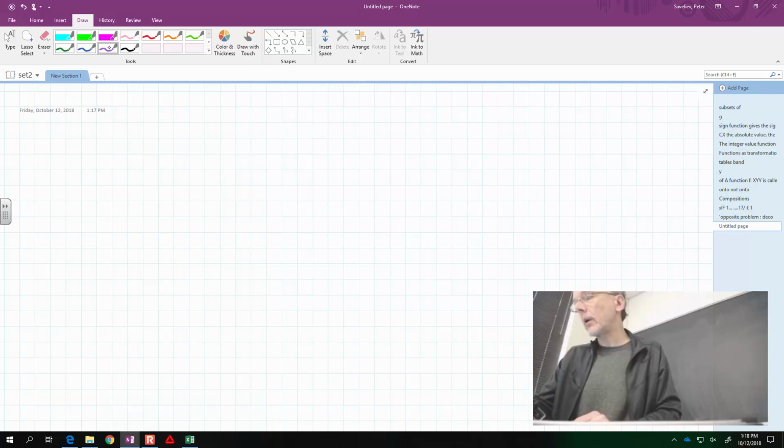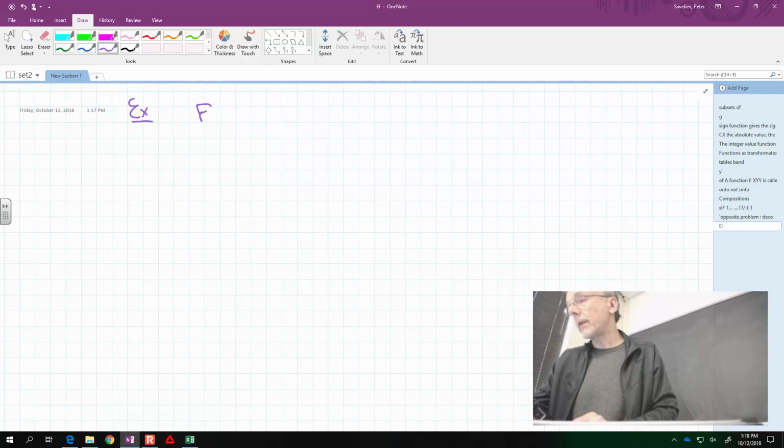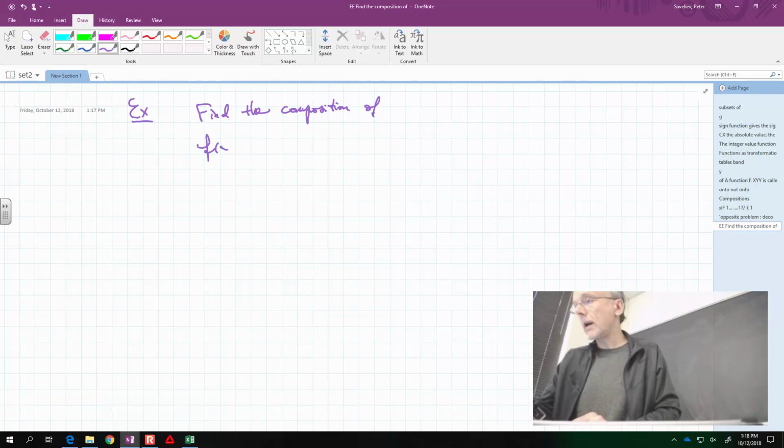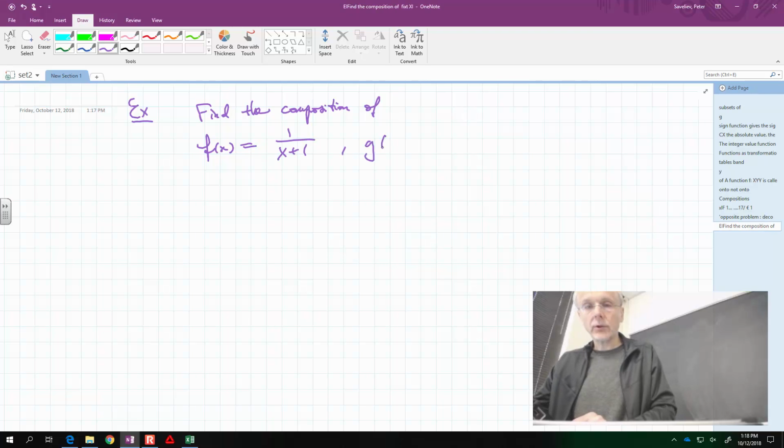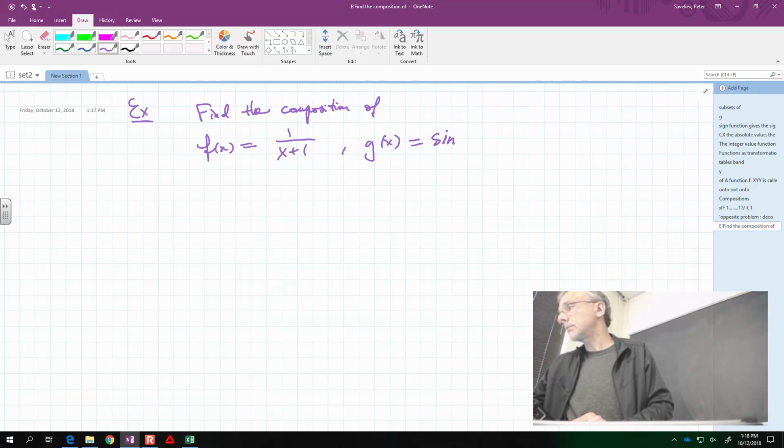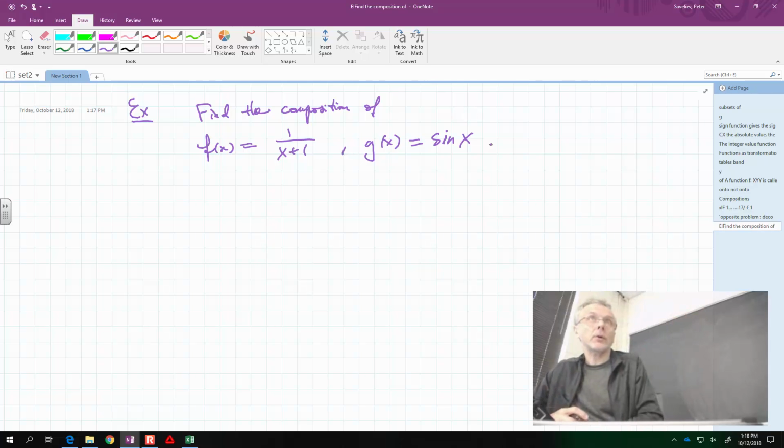More typical situation would be like this. You have to figure that out. So find the composition of f of x is equal to 1 over x plus 1, and g of x is, I don't know, sine x. Once again, imagine you don't know what sine is. You don't care.